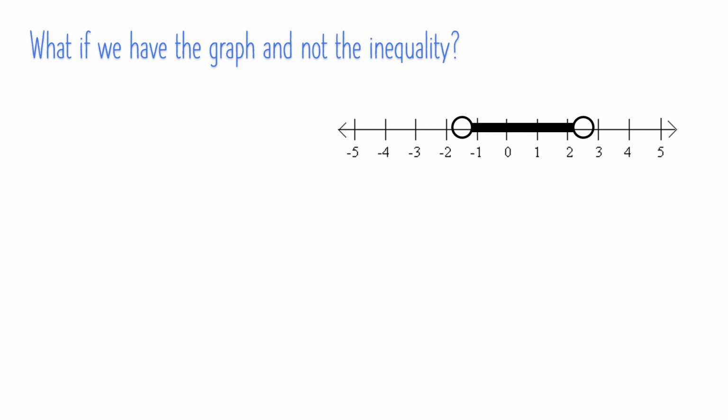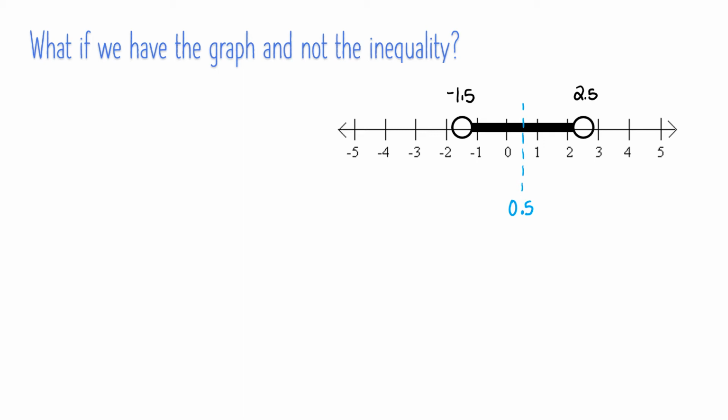Now we can use those properties again. So this first open circle is at -1 and 5/10. The second open circle is at 2 and 5/10. And halfway between would be at just 5/10.